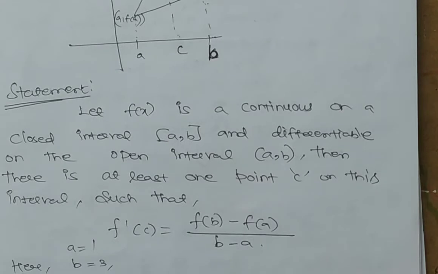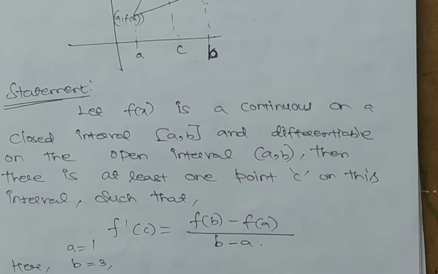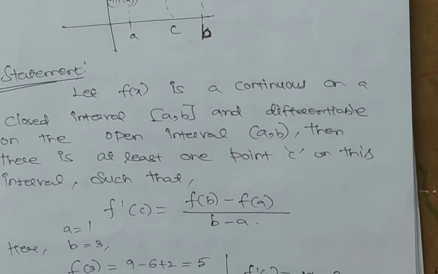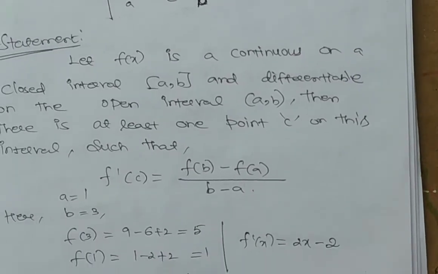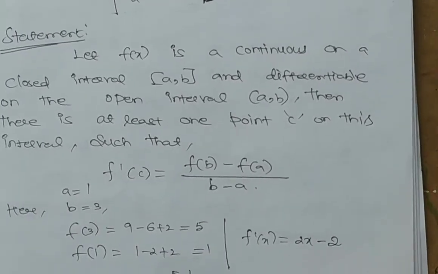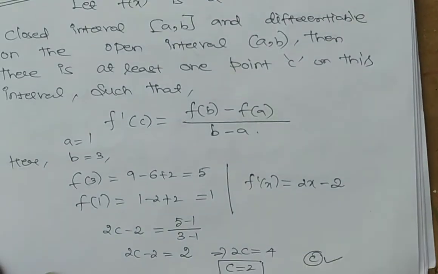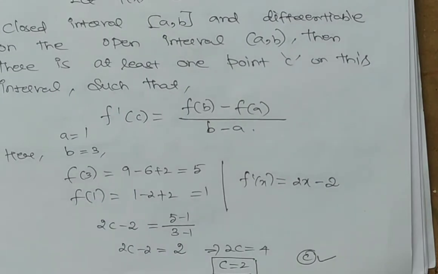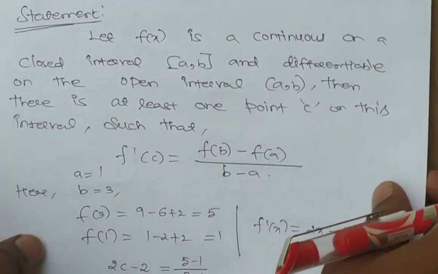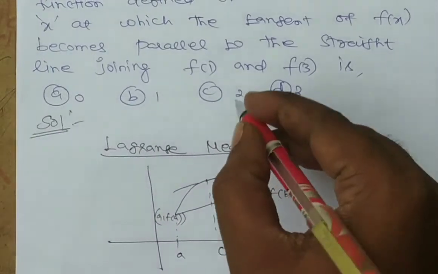Based on our values, a comma b is 1 comma 3. So you want to find out f of 3, f of 1 and f dash of x. So f of 3 is 5, f of 1 is 1, and f dash of x is 2x minus 2. If you substitute, 2c minus 2 equal to 5 minus 1 divided by 3 minus 1, 2c minus 2 equal to 2, which implies 2c equal to 4. The c value is 2, which is given. Option C is correct.